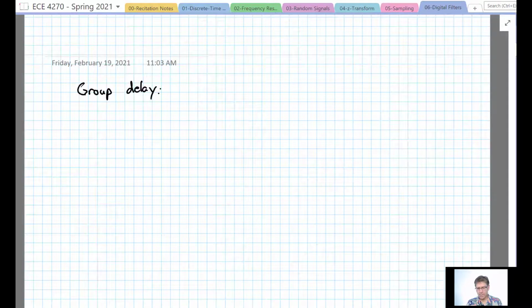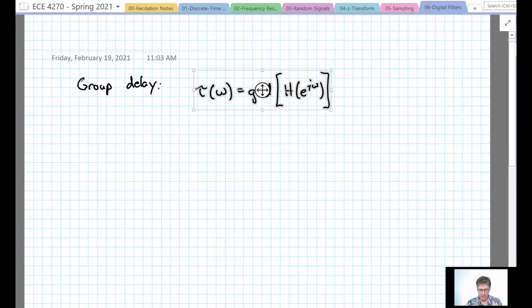What happens if we don't have linear phase filters? Can we talk about the delay that each frequency experiences if we don't have linear phase filters? And we can. And the term here is group delay. I'm not exactly sure where the term came from, but this is what it is. Group delay we define as tau, a function of omega, is equal to the group delay of H of e to the j omega.